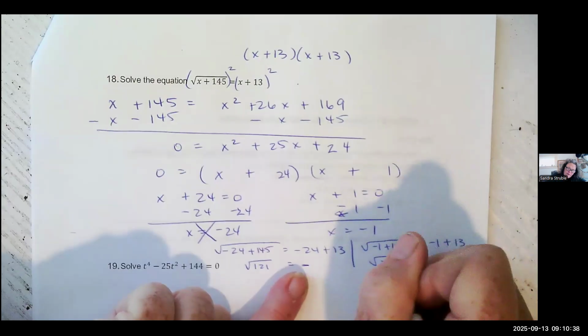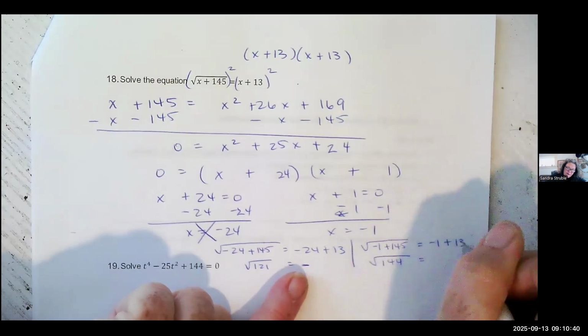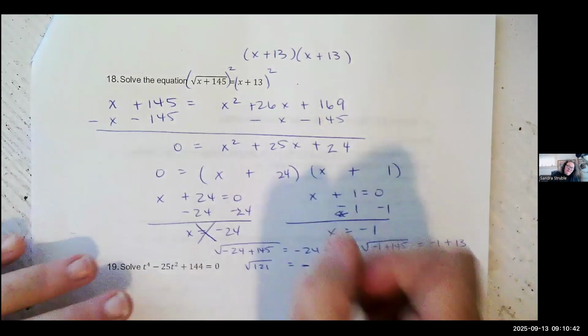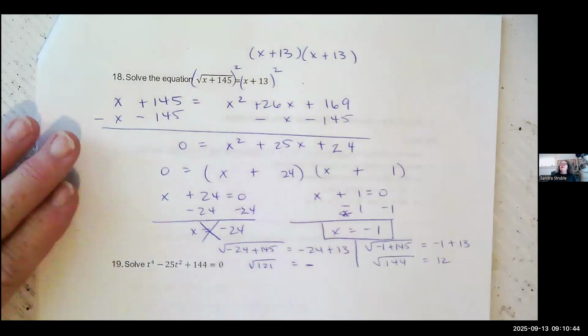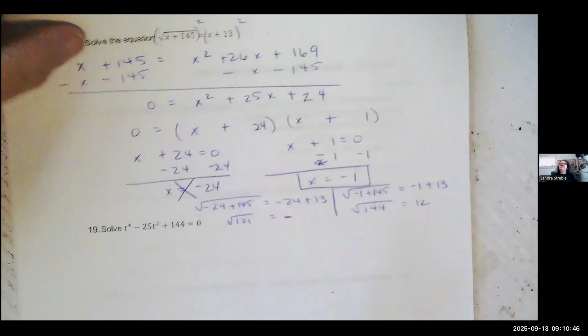This is the square root of 144, which is 12. 13 minus 1 is 12. So that one works. So our answer is x is equal to negative 1. Be careful with that, y'all.